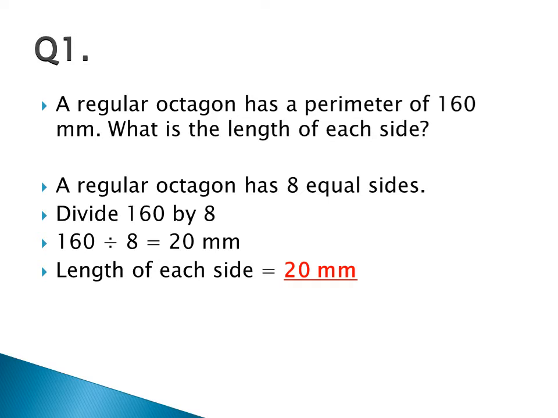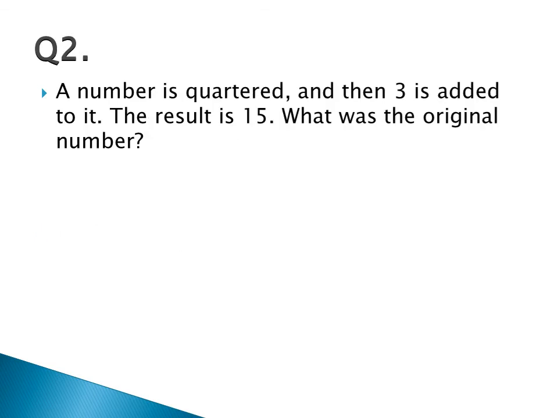Next question. A number is quartered and then 3 is added to it. The result is 15. What was the original number? In questions like these, all you have to do is start working backwards. So in this one, they say you've taken a random number and it's quartered. That means it's divided by 4. So after dividing by 4, whatever number you got, you added 3 to it. After adding 3 to it, you got 15.